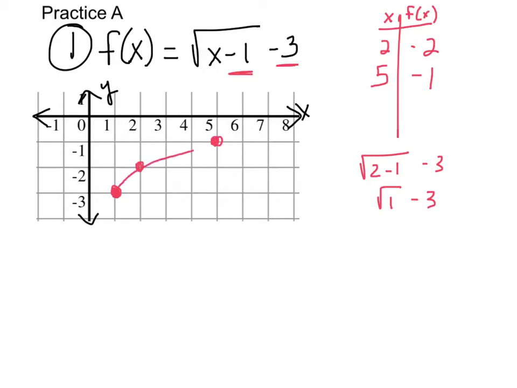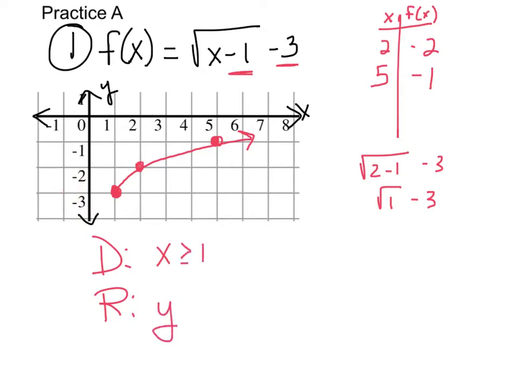Start here, and your graph's going to look something like that. So your domain and range. Your domain is what you can plug in for x. Well, what's your x value? The farthest x value right here is 1, which means nothing's to the left of that. So x has to be greater than or equal to 1.